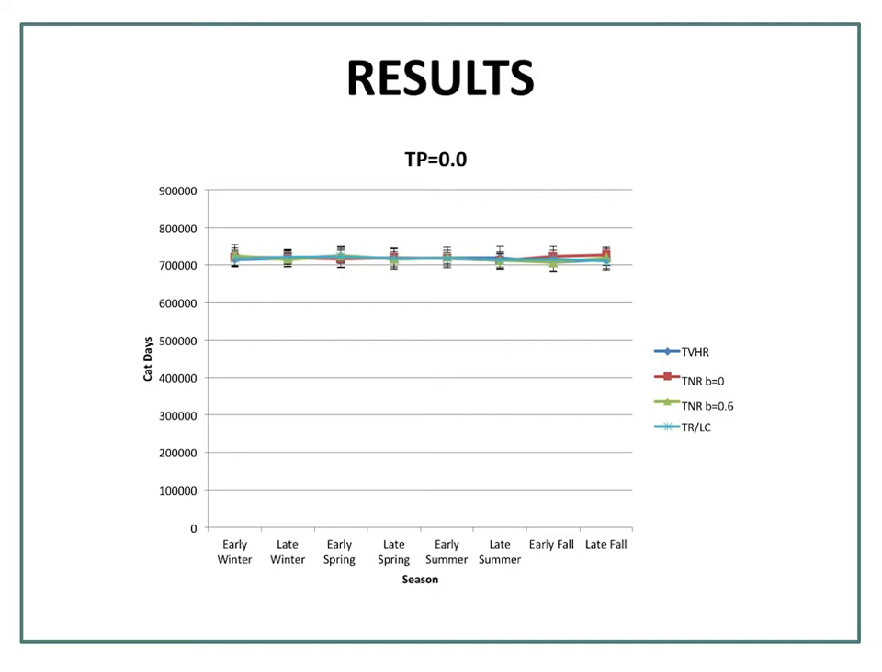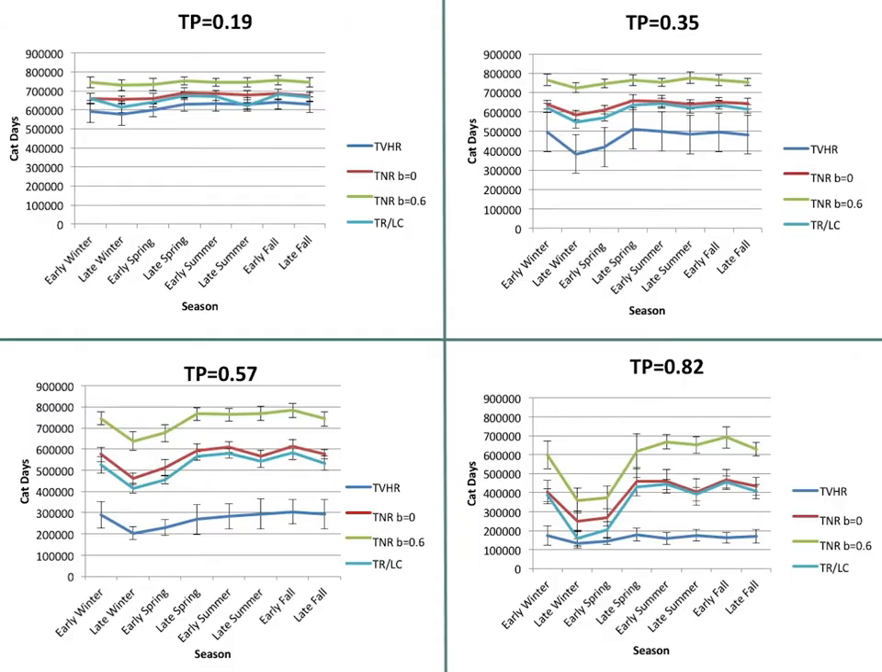So for trap probability of 0%, which is where you are not trapping any cats and you're not intervening on the population at all, we get basically a straight line across the entire graph, which is exactly what you would expect to see. Otherwise, there would be something wrong with our model if it didn't look like this when you were doing nothing. And when we move on to trap probabilities that are more in line with what we would see in practice, we notice a few different trends.